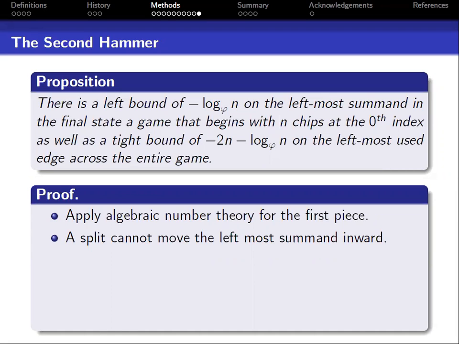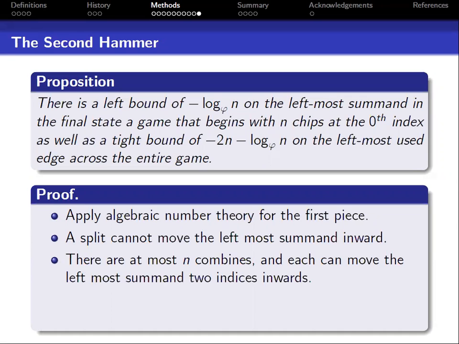So split sends the summand to the left, so it can't affect that leftmost summand that's used. And because of that, it can't move the leftmost summand inward. But a combine can move the leftmost summand at most 2. And because there are at most n combines, because of the number of chips always going down when you take a combine, you actually get this negative 2n directly from that. It's extremely simple, but also extremely beautiful.